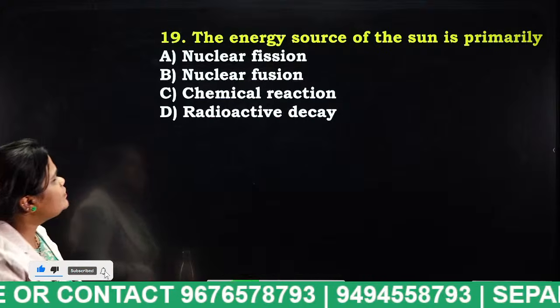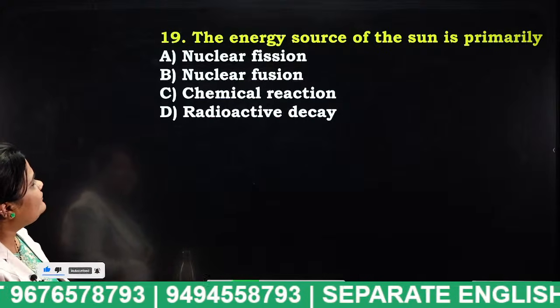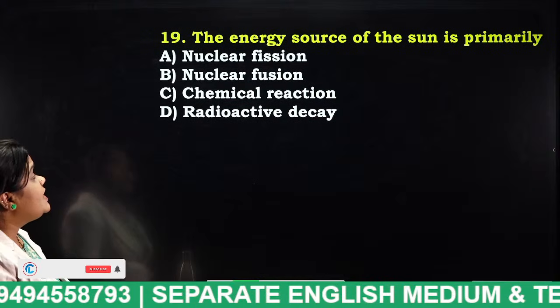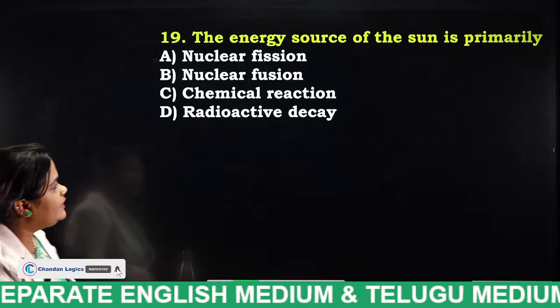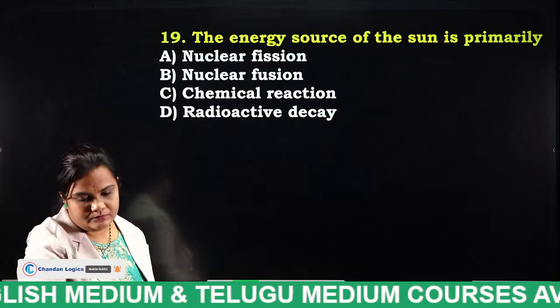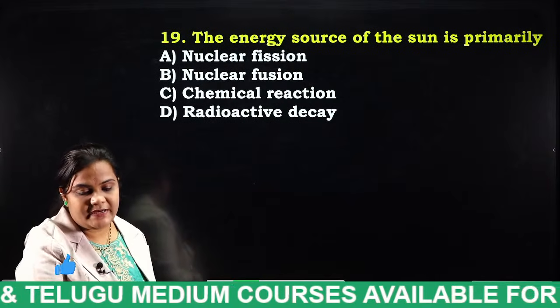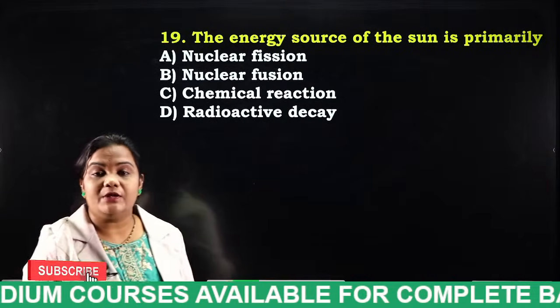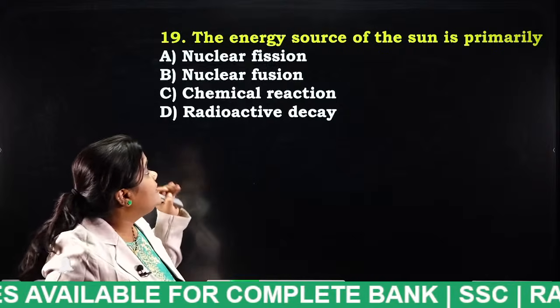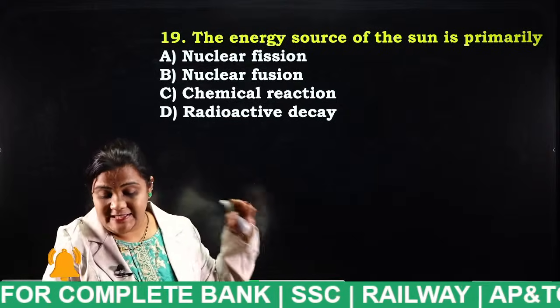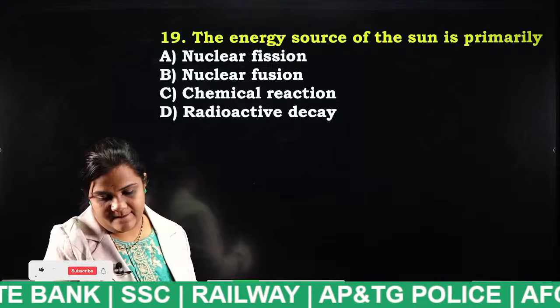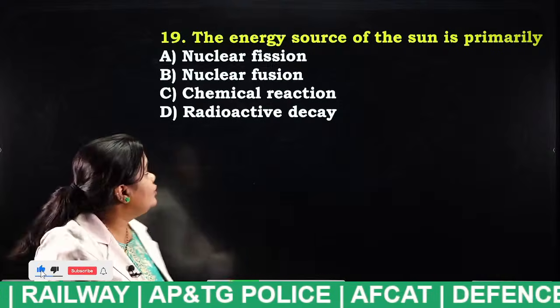The energy source of the sun is primarily nuclear fission, nuclear fusion, chemical reaction, radioactive decay. The energy source of the sun is primarily, very good, nuclear fusion.